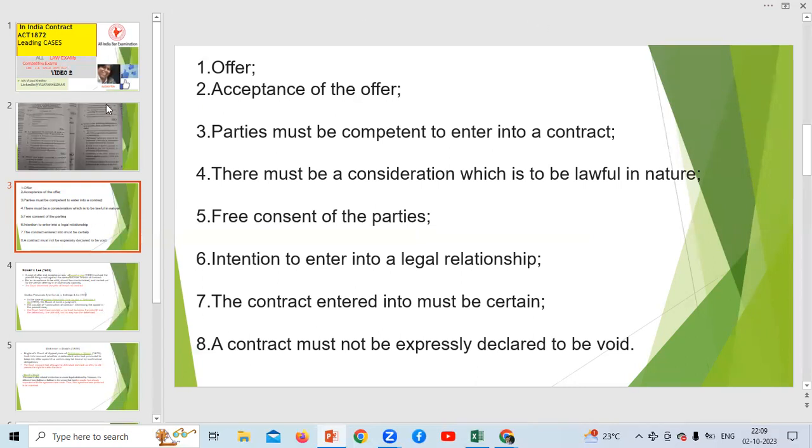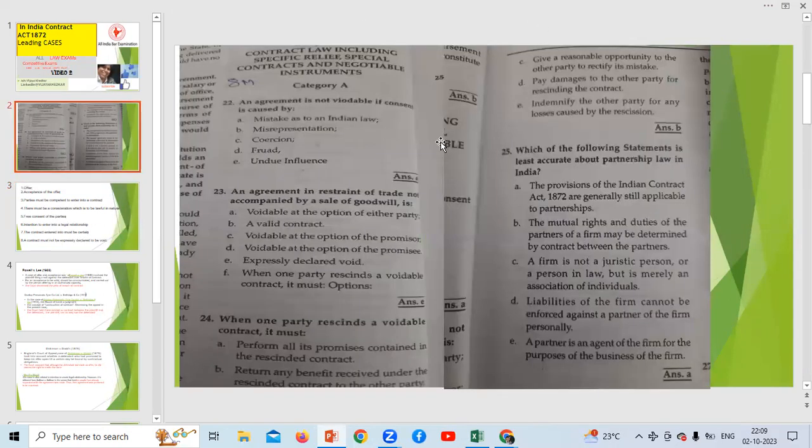So we'll go to the AIB paper, where there is a section with some important questions. I want to give you some idea. It is a paper of 2011 and there is a category for contract law, section 4, including specific relief, special contracts and negotiable instruments. The question is on an agreement. This is for 8 marks, so we have to attempt all these types correctly.